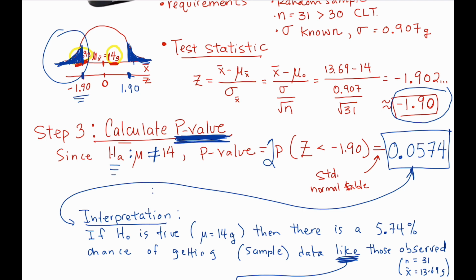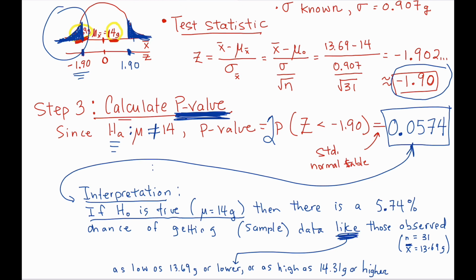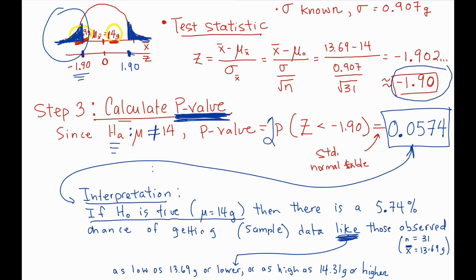The interpretation is that if the null hypothesis were true, meaning that the mean amount of chocolate dispensed really is 14 grams, then there's a 5.74% chance, so almost a 6% chance, of getting sample data like those observed, meaning a sample of size 31 where the sample mean is 13.69 grams. If I want to be more specific, that means as low as 13.69 grams or lower, or as high as 14.31 grams or higher.